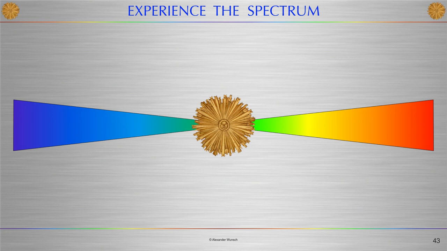Here we have the red, and here we have the violet. And what do you think? Which one is the warm, the thermal radiation, and which one is the cold radiation? Warm, cold. Okay. I would like to ask you not to directly look into the light and to position it over your lip, because this is the area with the highest temperature sensitivity. Here we have the warm light, and here we have the cold light.